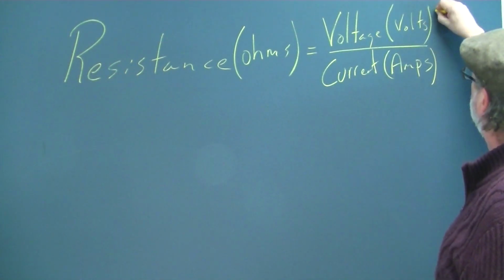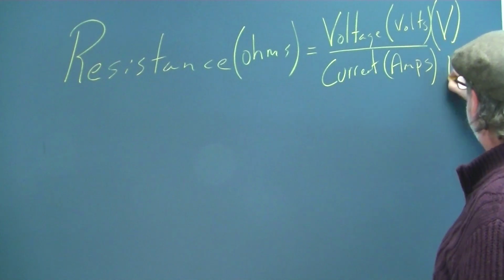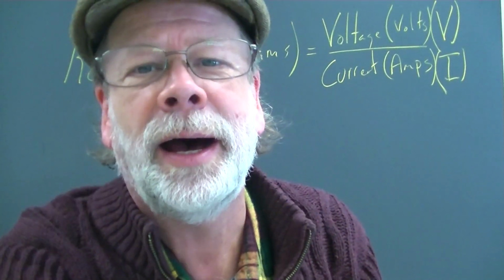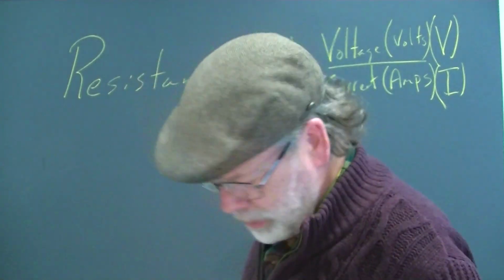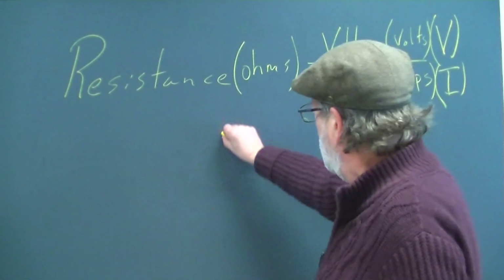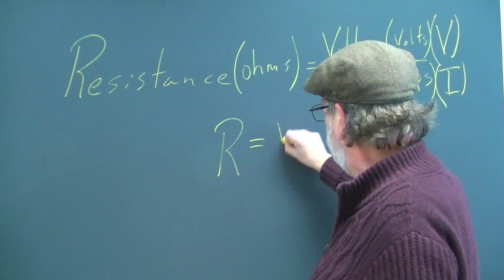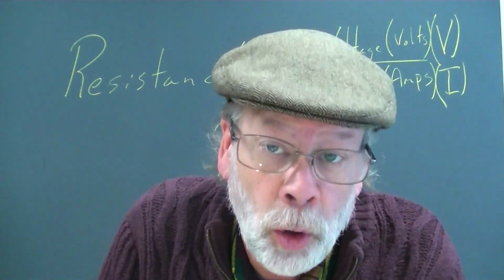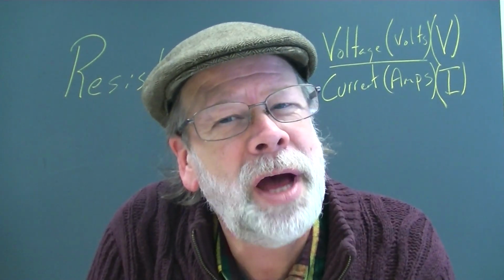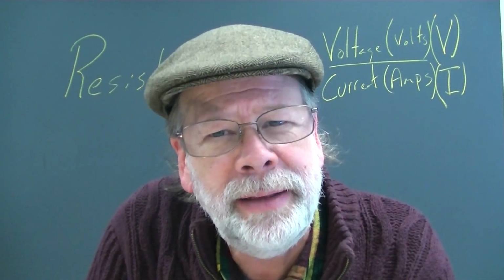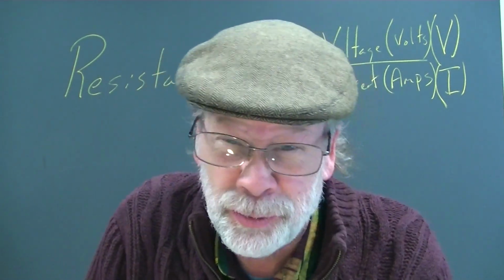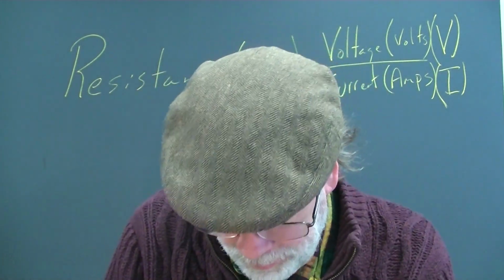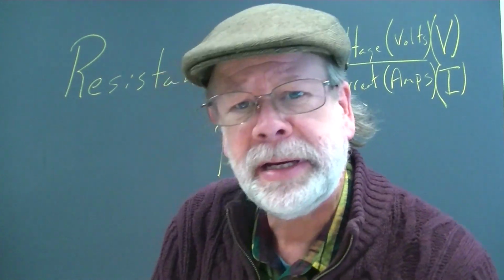So the variables would be V and I. Got that? V and I. So you could say R equals V over I. And that is Ohm's law. Now, technically, this is not really a law, and I'll explain that in a minute. However, its relationship is so profound that we use it all the time as we're talking about electricity.